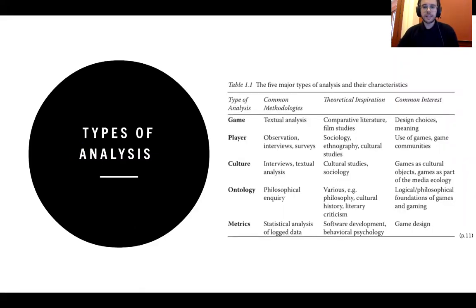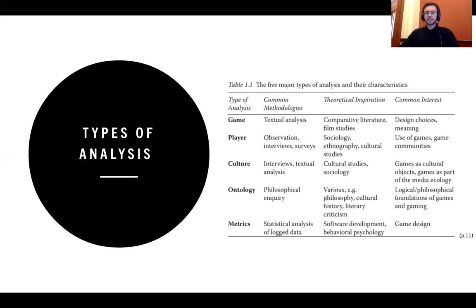Now, there are different types of analysis, and there might be more to it than on this slide. However, Egenfeldt-Nielsen, Smith, and Tosca, the authors of Understanding Video Games, agree on 5 approaches that are based on work by Salen and Zimmerman. They have, however, extended these types of analysis by ontological and metric analysis. So they name 5 types of analysis that are established, that are around, and that make sense in game studies.